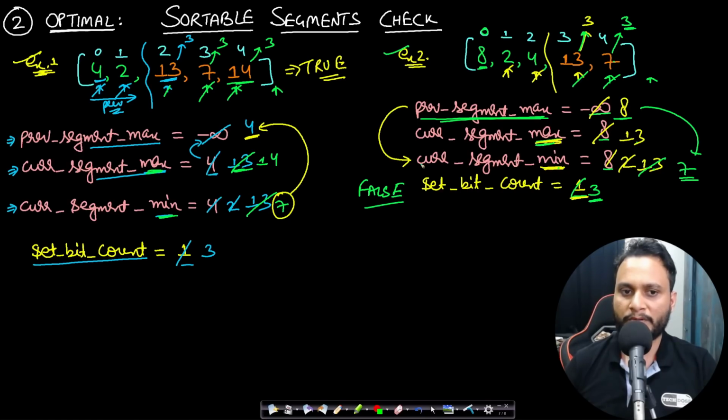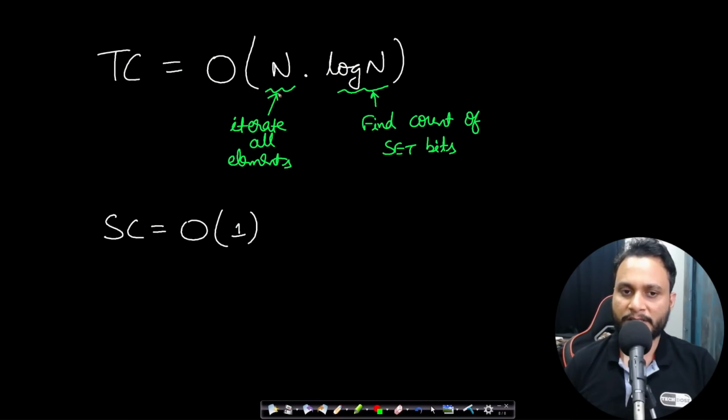Okay, so this is how this entire approach works based on the sortable segments. Now the time complexity of this is, we are iterating through each of the items exactly once, and whenever we go to an item, we are finding the count of set bits, which is log n. Therefore the time complexity will be n log n and the space complexity will be order of 1. Let us now look at the code.